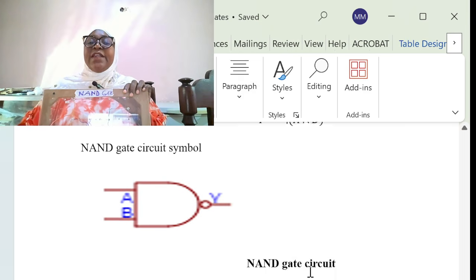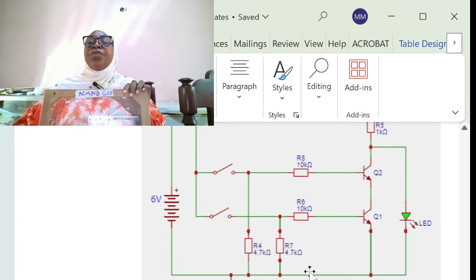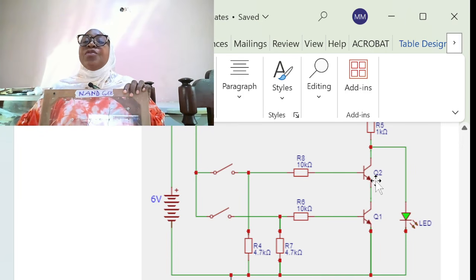The NAND gate circuit is as shown. We have two transistors, transistor 1 and transistor 2. This is the load resistor. The output is taken here, and it is shown by the light emitting diode. Also, we have the base resistors, two resistors at the input. Also, we have two switches, switch 1 and switch 2, and the supply.